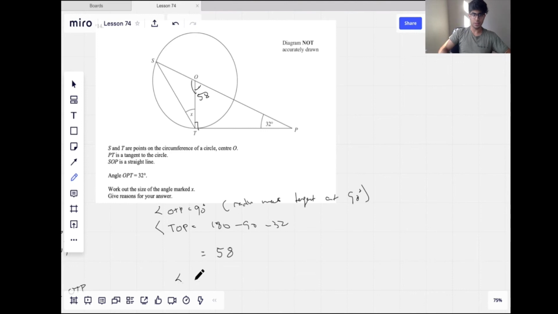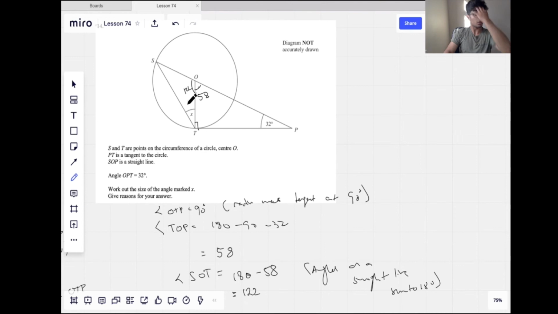So angle SOT is equal to 180 minus 58, and angles on a straight line sum to 180. So 180 minus 58, which is... what's that? I'm just going to do that on the calculator. 122. Oh, we actually did that calculation before, it was 122. And now that I know 122, I have to find this angle out, and I can find out what x is because of a triangle thing.